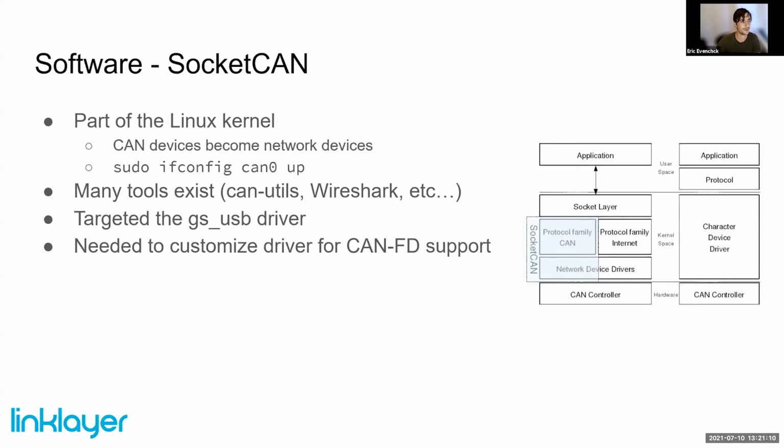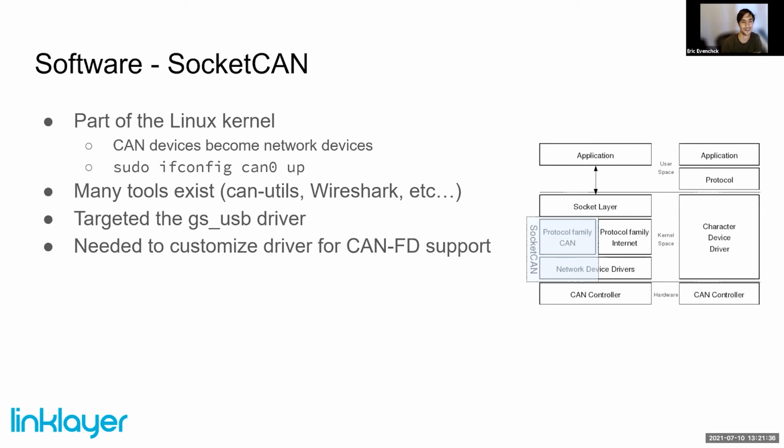So that's sort of the hardware piece, but software is kind of the critical bit to make this work. SocketCAN remains the best supported and most used thing for this. It's what has the most time on it and what most people are using. And SocketCAN is part of the Linux kernel. CAN devices basically just become like any other network device. And you can do ifconfig can0 up, and it brings the device up.